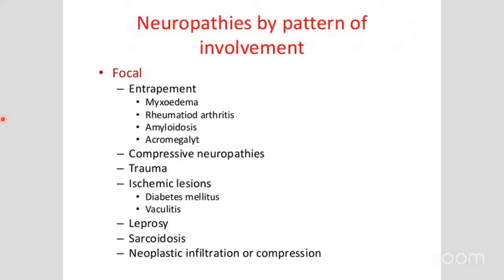Examples of focal neuropathies are entrapment neuropathies, that is myxedema, rheumatoid arthritis, amyloidosis, and acromegaly. Compressive neuropathies, trauma, ischemic lesions due to neuropathy due to the involvement of vasa nervorum by diabetes mellitus and vasculitis, leprosy, neurosarcoidosis, and infiltration of the nerve by any metastasis or any neoplastic infiltration.